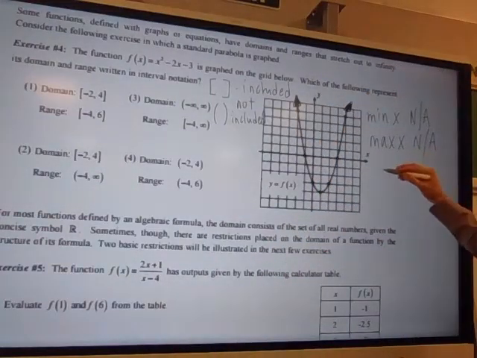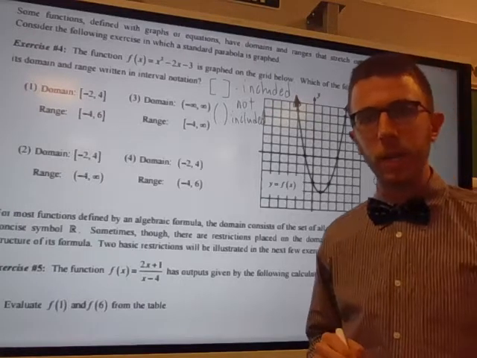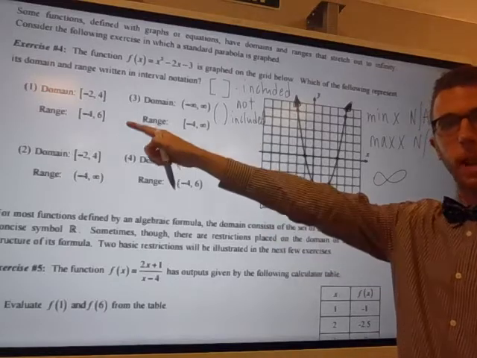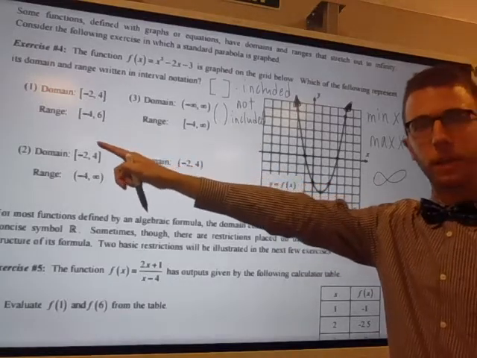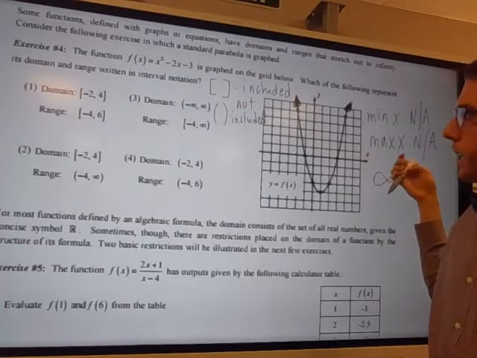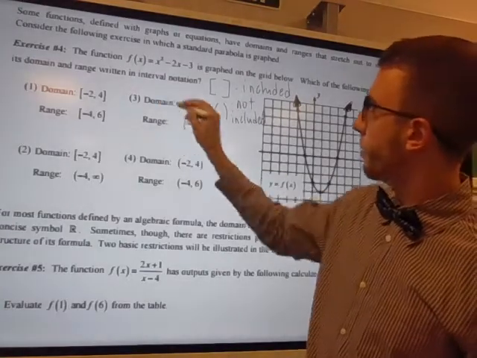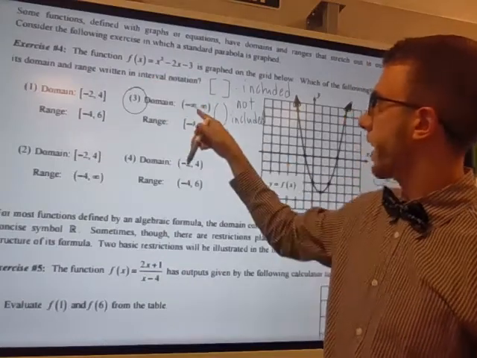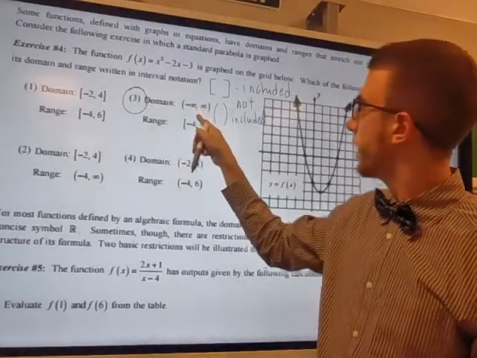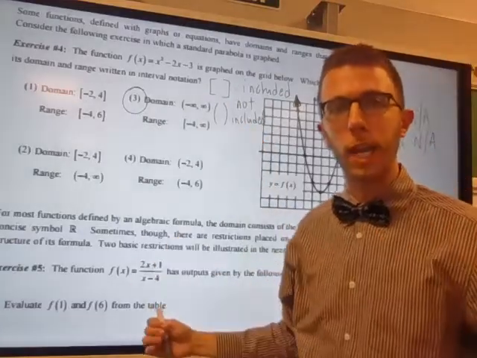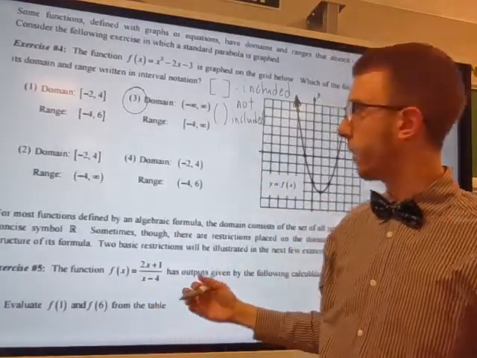Okay, so that's going out to infinity. All right, it's a sideways figure 8. That means our domain is going all the way to negative infinity, if you can imagine that, and it's going all the way to positive infinity. Okay, so that means right off the bat, we can see that only choice 3 gives us that option for our domain. Negative infinity to positive infinity. That's the whole domain. All right?